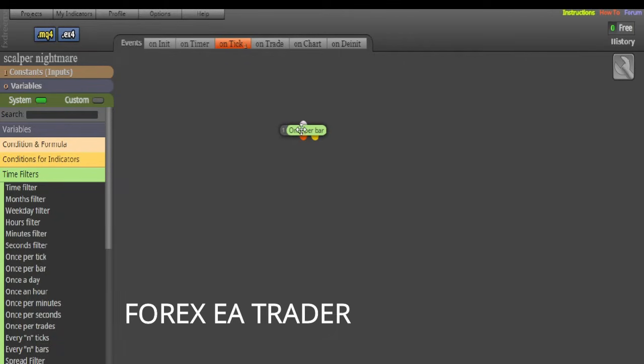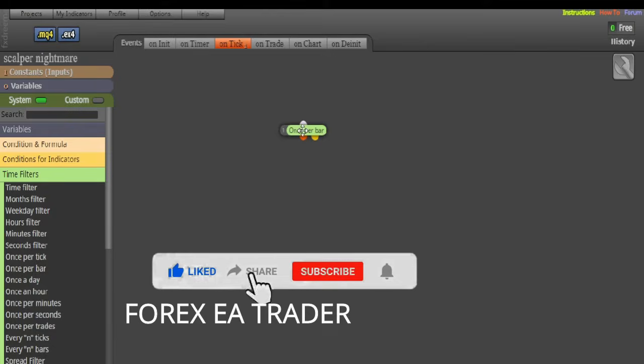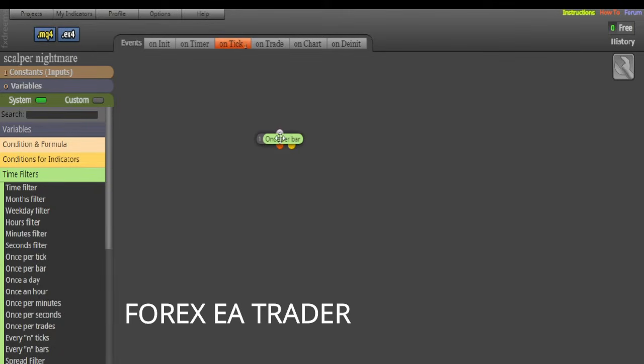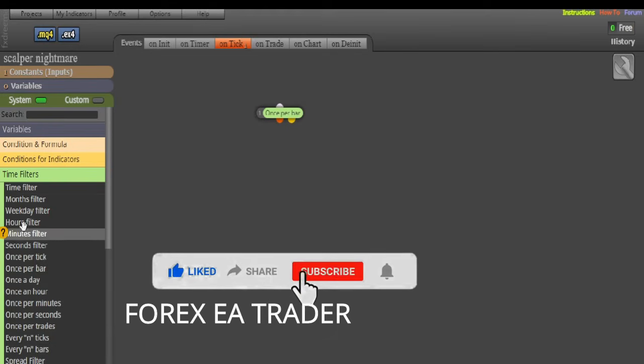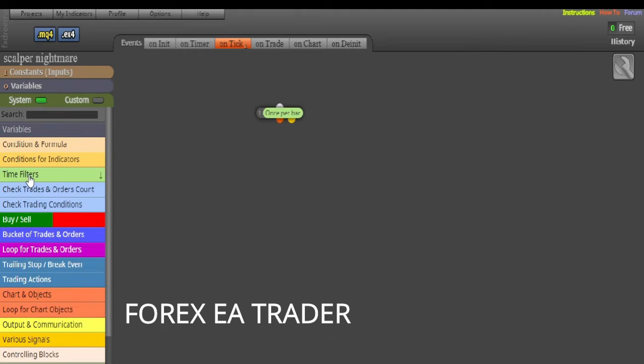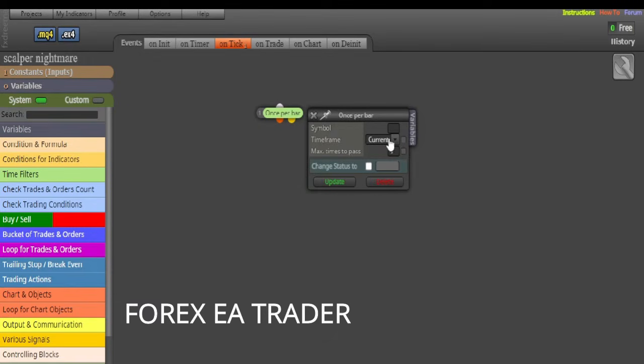So the first thing that we're going to do is put this condition once per bar. We want the robot, for every new bar, to check to see if our condition is there. So basically once per bar, and that's from time filters. Let's just double click and see if there is anything there that we need to add in.